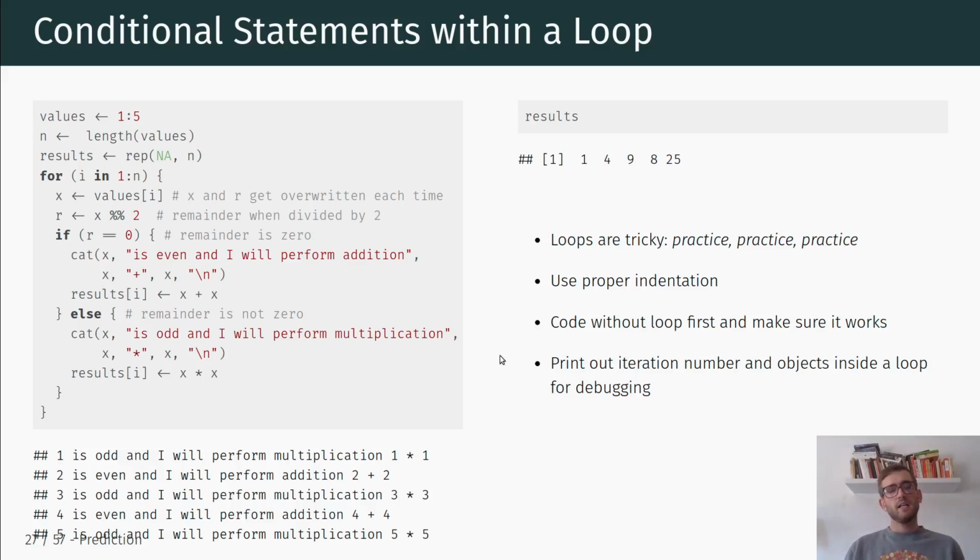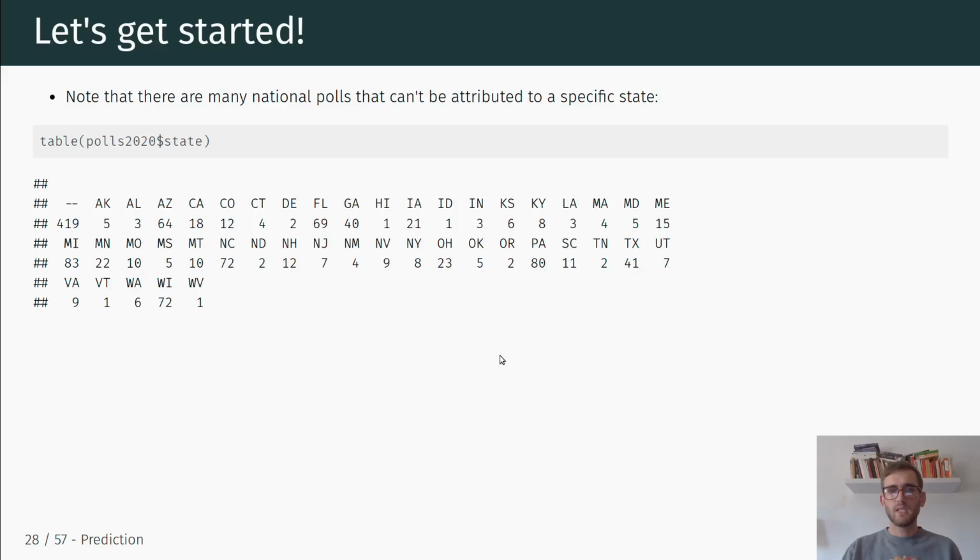Again, when we're writing up this code, the best advice is to start without the loop first, setting the counter to a specific value, make sure the code works, and then putting it in the loop. And as always, printing out the iteration number and the object inside a loop will help you with debugging.